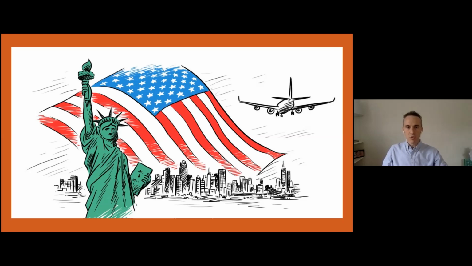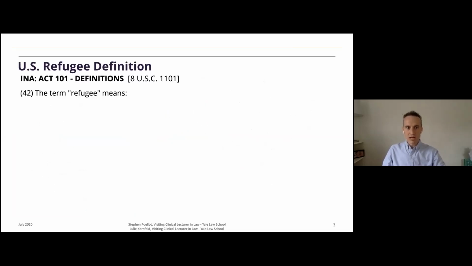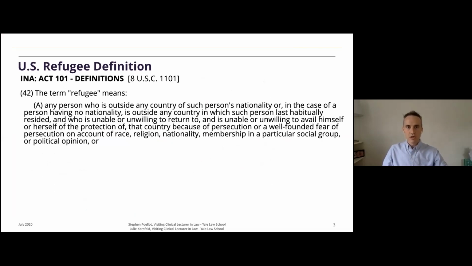First, a key part of Section 101 is the INA's definition of a refugee, which states that a refugee is any person who is outside of any country of such person's nationality, or in the case of a person having no nationality, is outside of any country in which such person last habitually resided, and who is unable or unwilling to return to, and is unable or unwilling to avail himself or herself of the protection of that country because of persecution or a well-founded fear of persecution on account of race, religion, nationality, membership in a particular social group, or political opinion. This part of the definition is based on the 1951 Convention relating to the status of refugees and its 1967 protocols. The United States signed the latter in 1968.